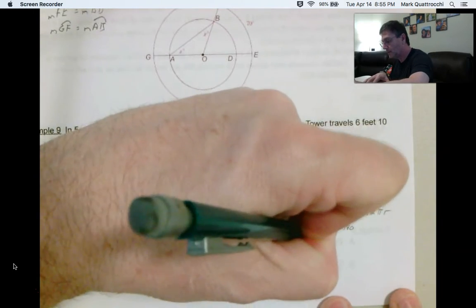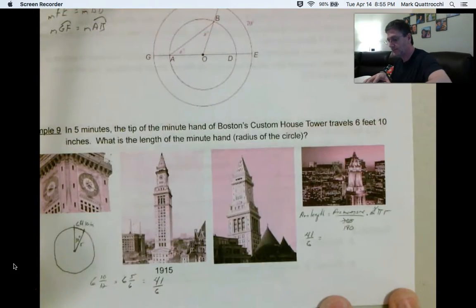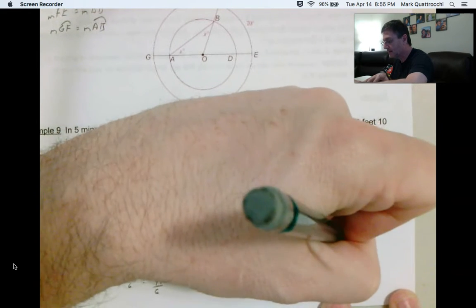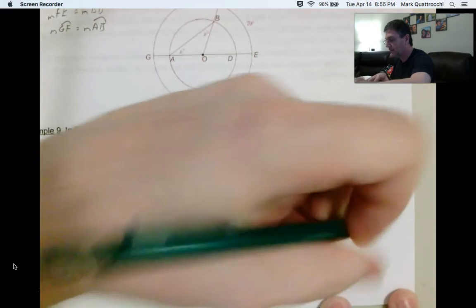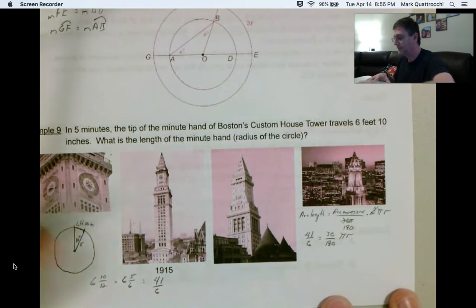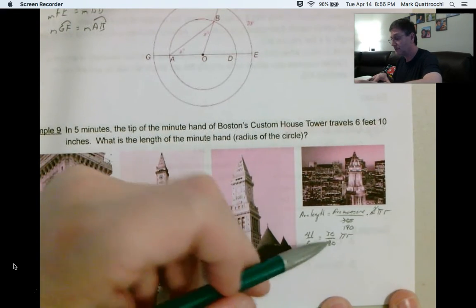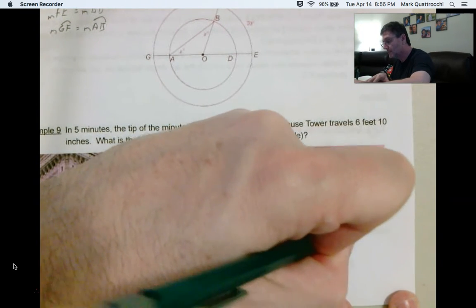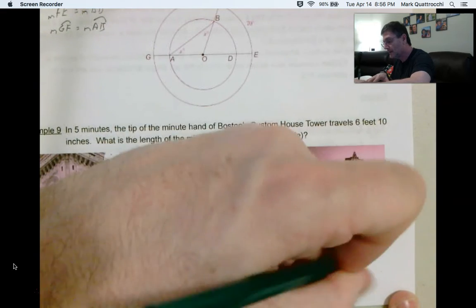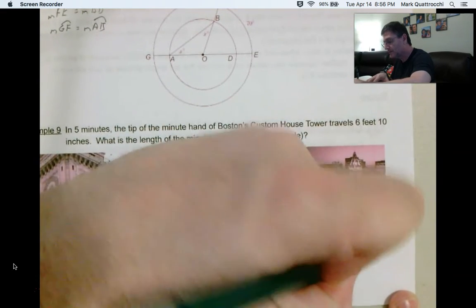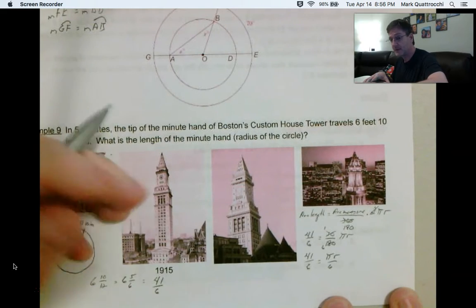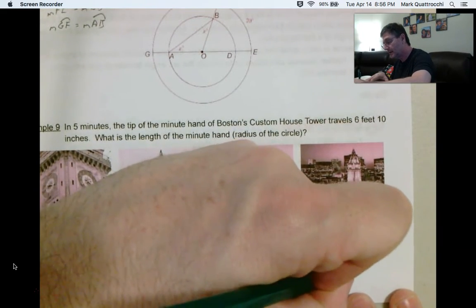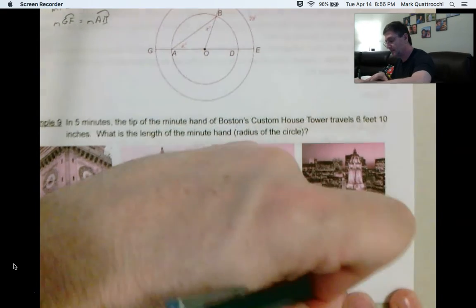Okay, so 41 sixths equals 30 degrees over 180 times pi r. Remember, we reduced the 2 and the 360. 30 and 180 can reduce to 1/6, so 41 sixths equals pi r over 6. Multiply both sides by 6. 41 equals pi r. Divide both sides by pi.